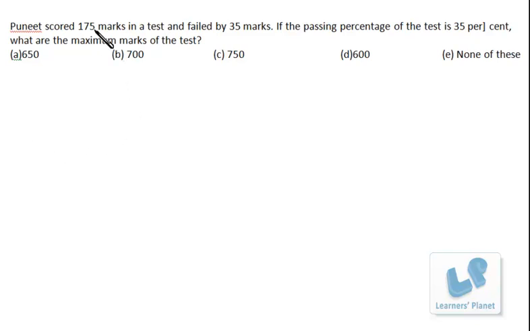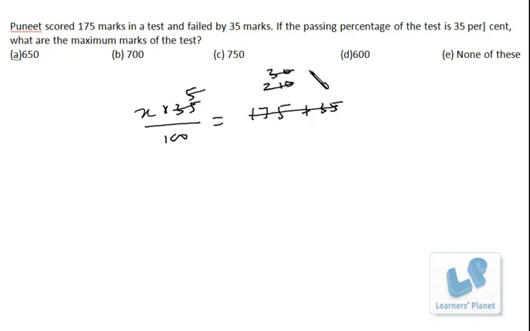First of all, let's go from the question side. I assume the maximum marks to be X, and 35% of X is the pass marks. So this is the pass marks, and that is 175 plus the person is failing by 35 marks. So this plus 35, these are the pass marks, right? So we can equate them. So 175 plus 35 is 210. So X is equal to 600, right?